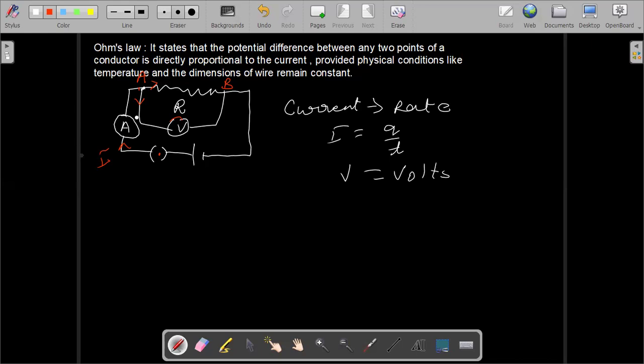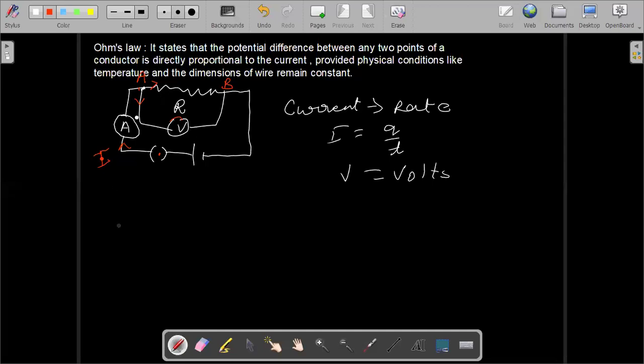So you can suppose that whatever current I is moving from here, the same current I passes through this resistance also. So either you connect your ammeter here or you connect your ammeter here, anywhere, it will show the same current reading. Got it?